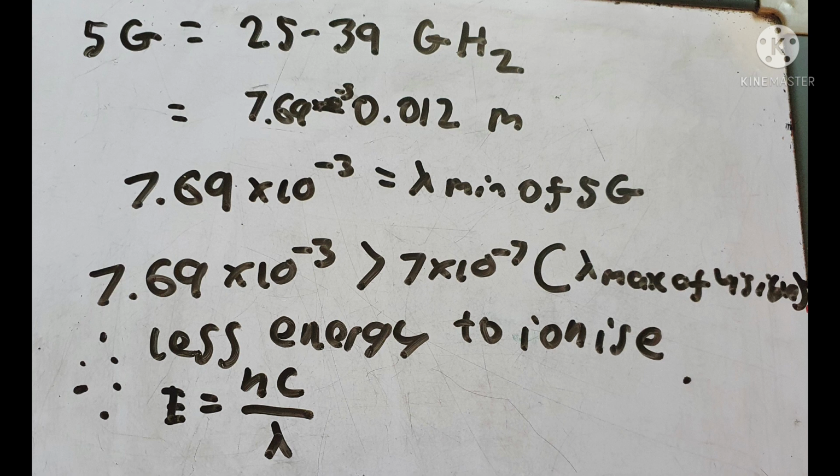So I'll take the minimum, which is 7.69 times 10 to the power of minus 3, which is much greater than 7 times 10 to the minus 7, which is the maximum wavelength of visible light. From this, we can tell that visible light has a much greater frequency than the one stated for 5G, and we know that visible light isn't dangerous. So why would 5G be dangerous if it is a lesser frequency?